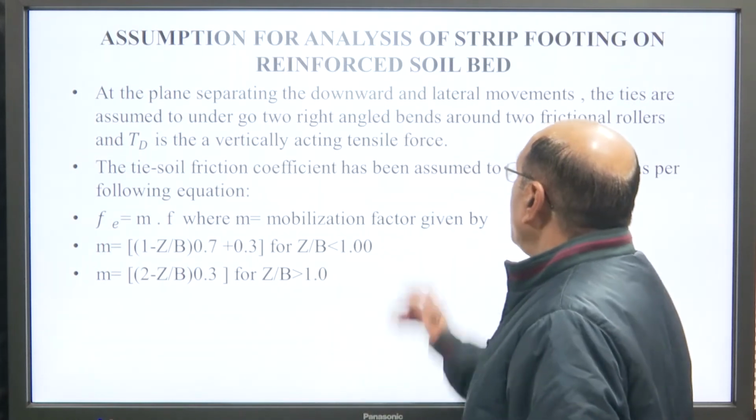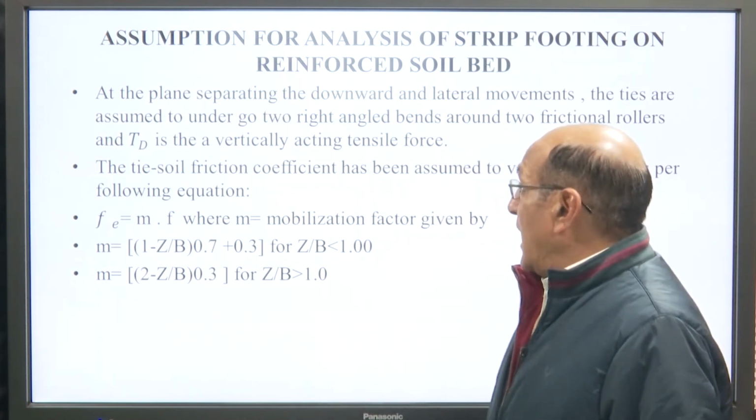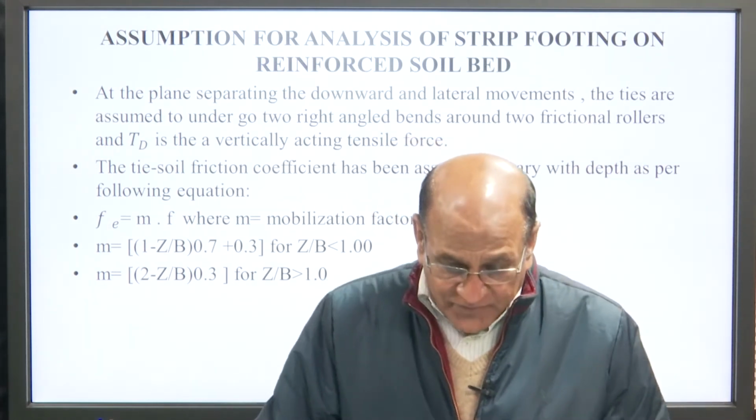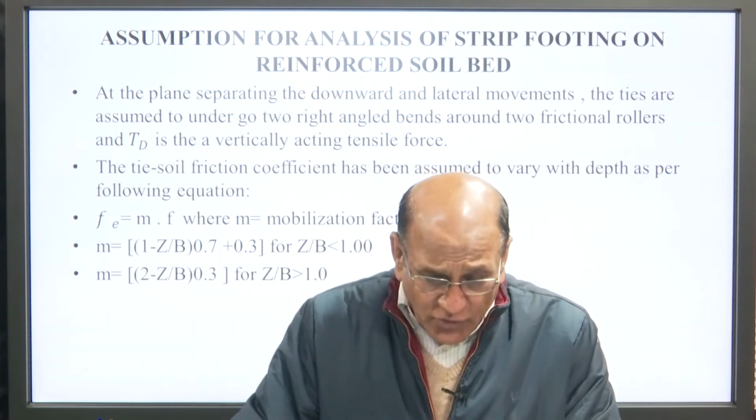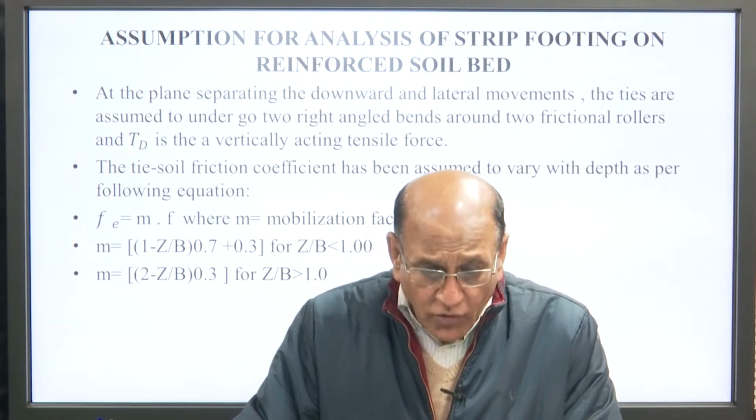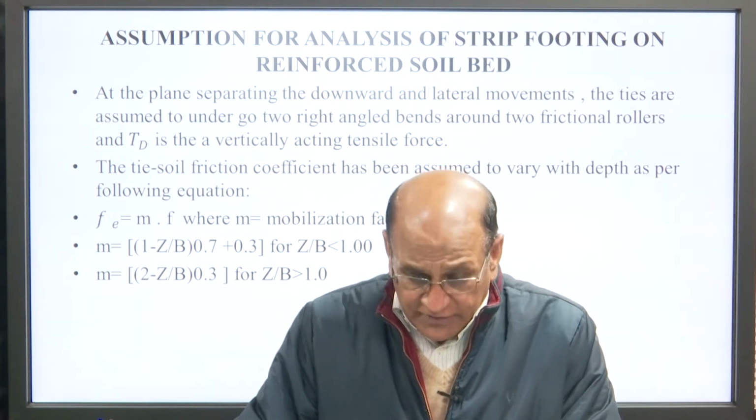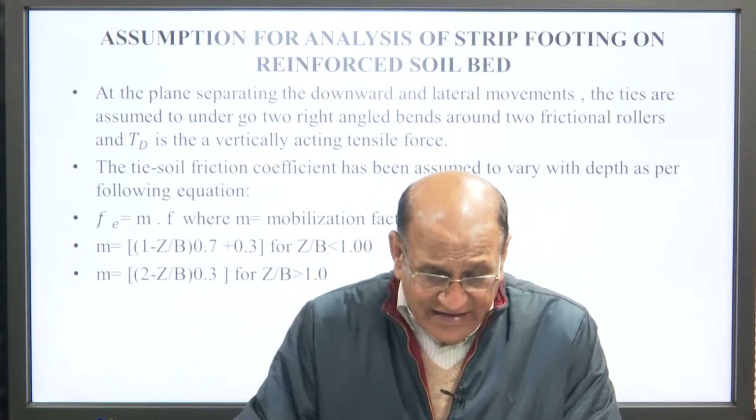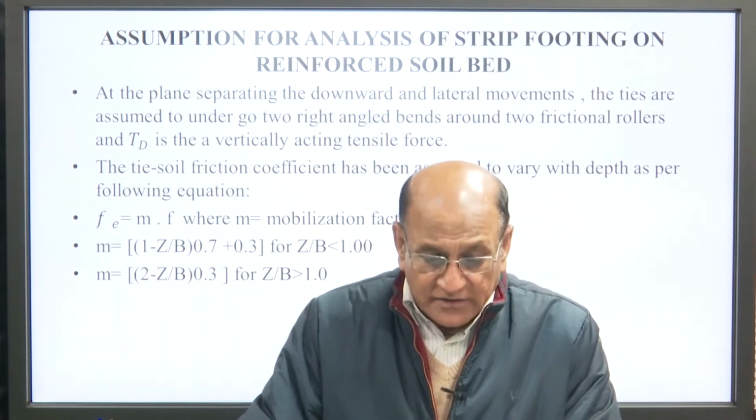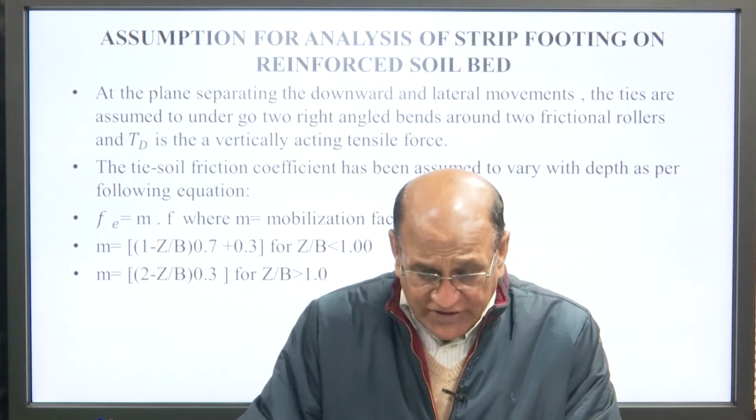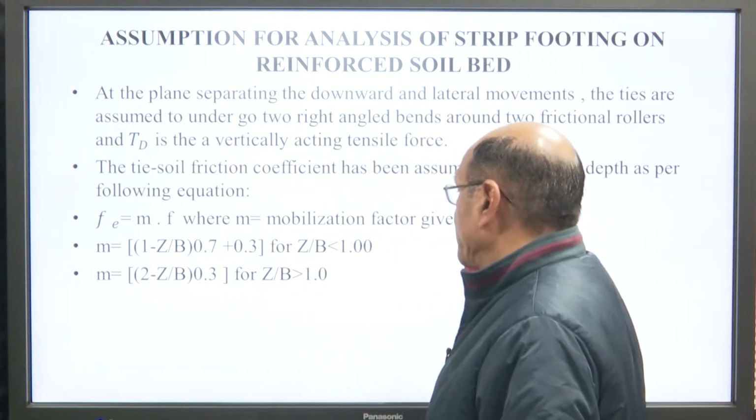Now, assumption for the analysis of a strip footing on a reinforced soil bed. At the plane separating the downward and lateral movement, the ties are assumed to undergo two right angle bends around two frictional rollers, and Td is the vertical acting tensile force. The tie soil friction coefficient has been assumed to vary with depth as per the following equation.